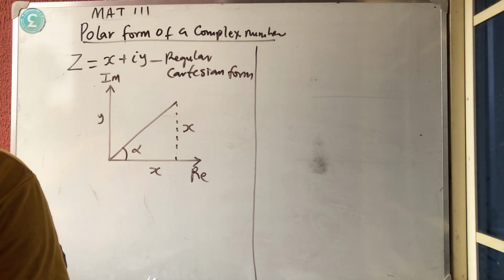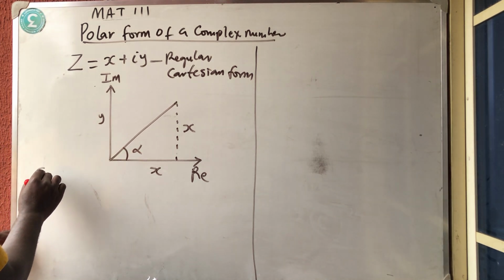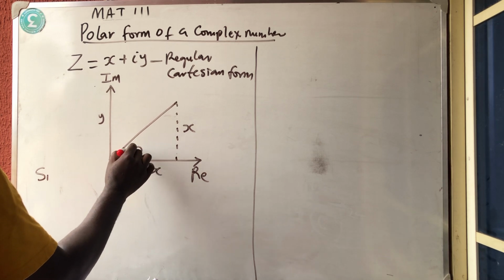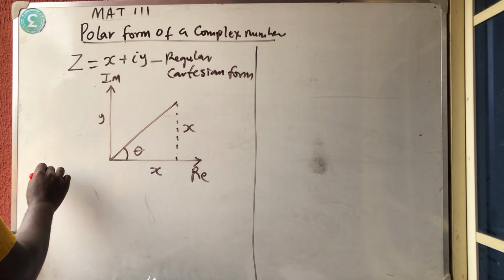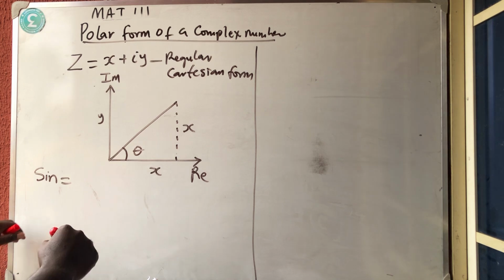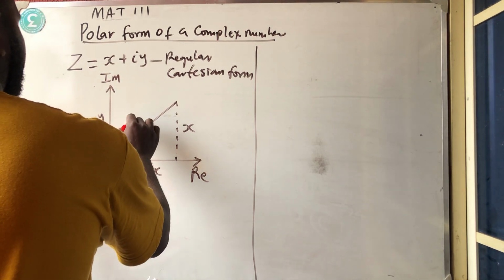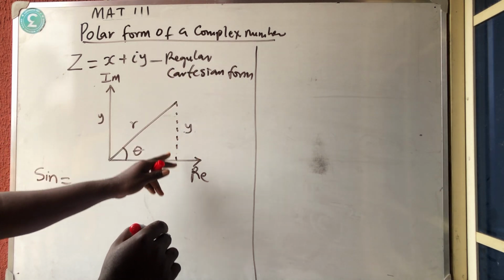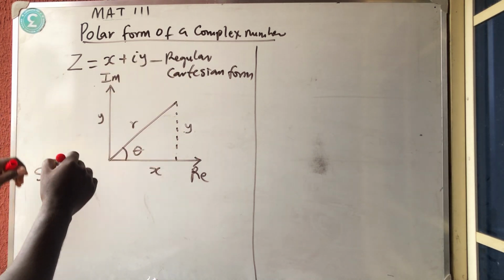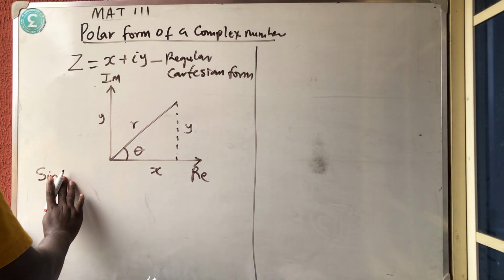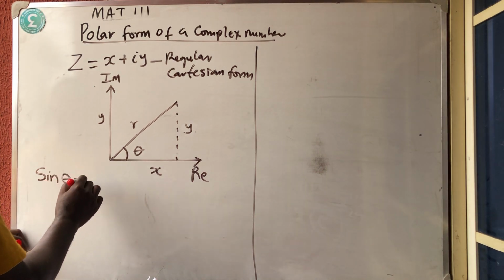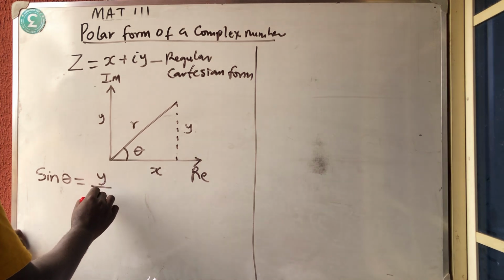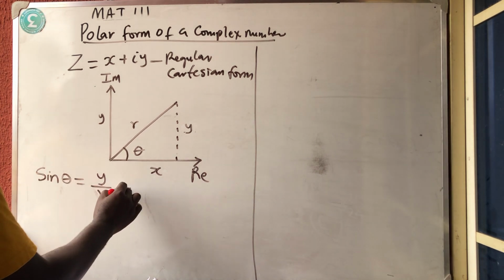Let me call it theta for the main time. Sine theta is equal to what? Here is r, and here is y, not x, because this is the vertical axis. Sine theta is opposite over hypotenuse, which is y over r.